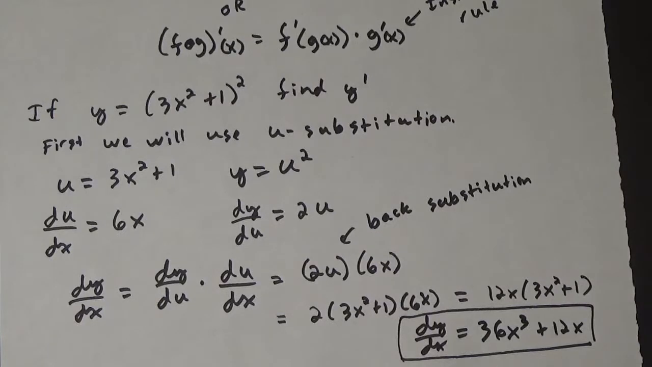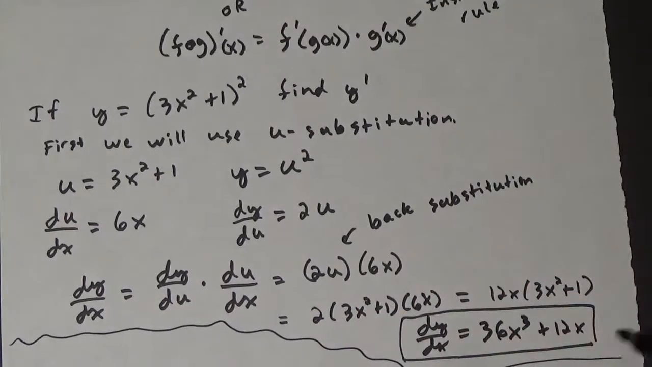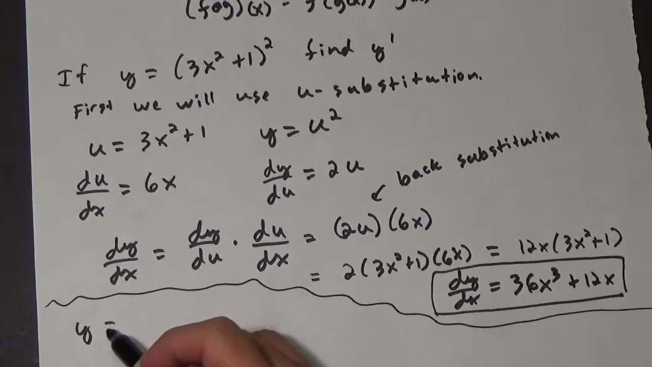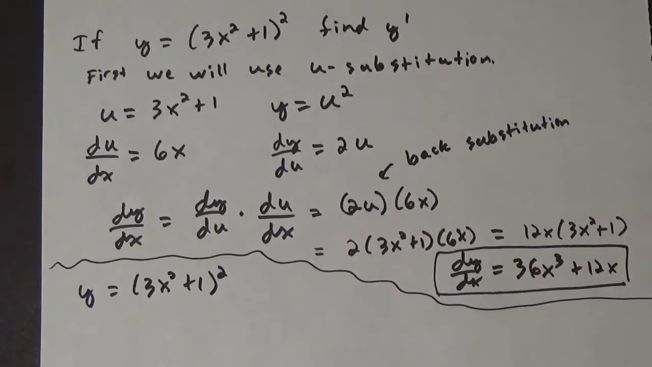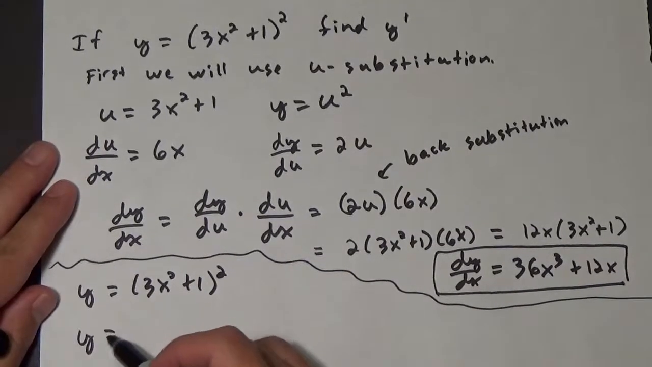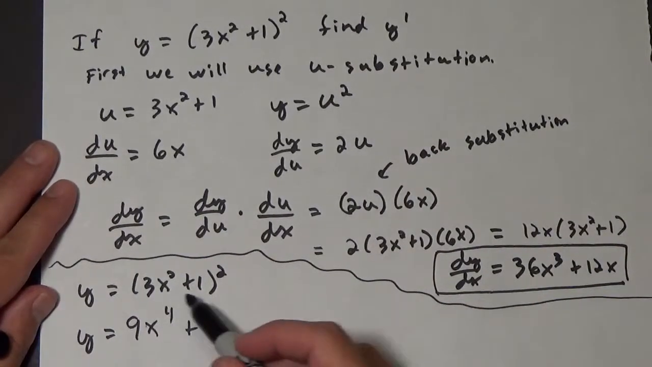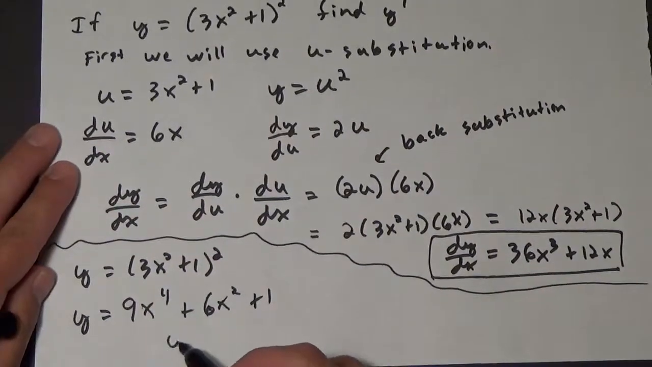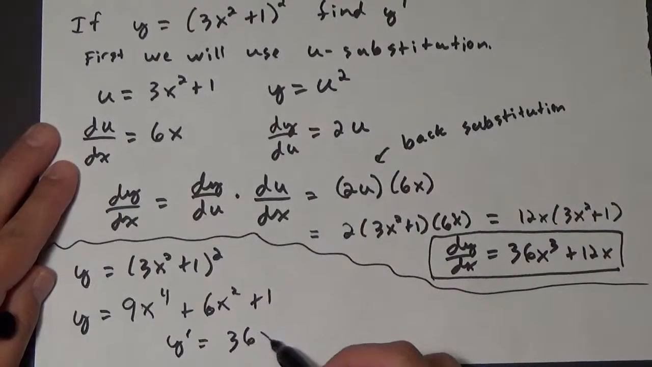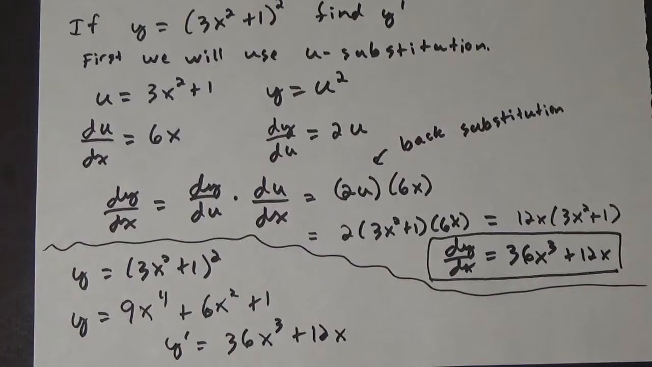Now some of you might have caught on. Some of you might have thought, well, if we have (3x squared plus 1) squared, can't we just multiply that out and take the derivative first? And the answer is yes. So we could have multiplied this out. So let's see, that would have been 9x to the 4th plus 6x squared plus 1. And so therefore, y prime would have been 36x cubed plus 12x, which was the same answer as we got.